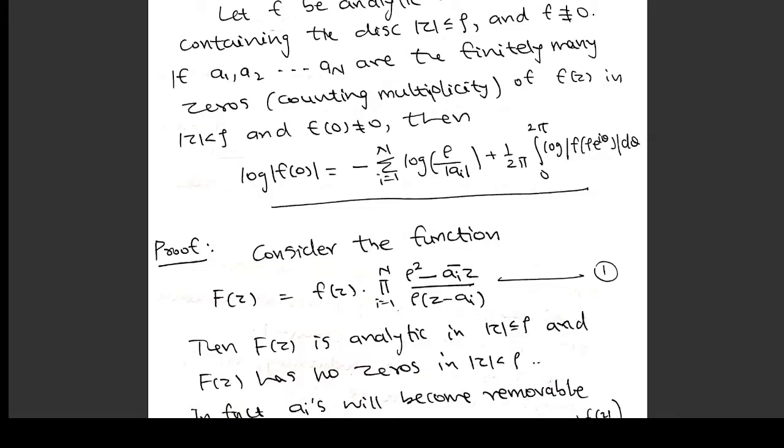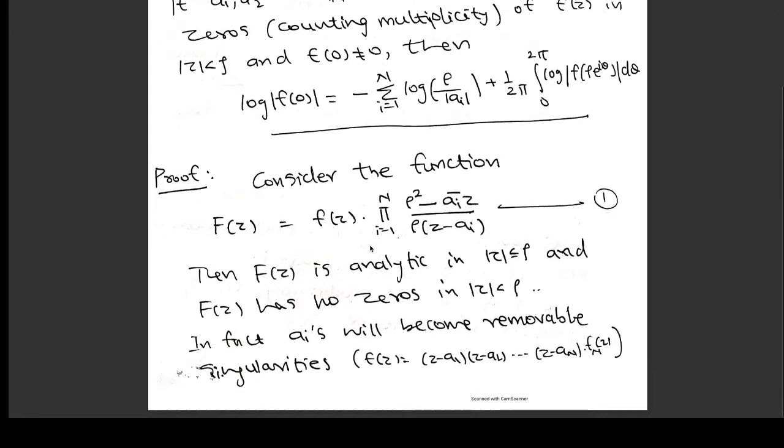Now this formula tells you that log |f(0)|, because it's a real logarithm, is equal to the minus of the summation i equal to 1 to n of log(rho/|ai|). Here the ai's are the zeros, counting multiplicity, inside the disk of radius rho, plus 1 by 2 pi into this integral. So this is the formula. Let us prove it very easily.